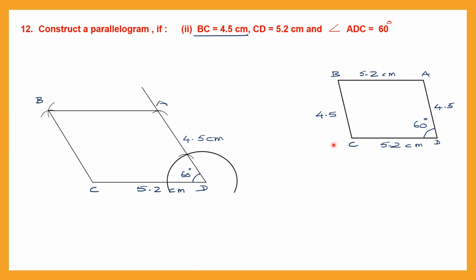Now let's go back to our rough figure and write all these measurements on the main figure. So here we have 4.5 centimeters, 4.5 centimeters, and here we have 5.2 centimeters. So do we have all our measurements? BC is 4.5. Yes, we have BC 4.5. CD is 5.2. And angle ADC is 60 degrees. So we have followed all the instructions given in the question and we have constructed our parallelogram. So ABCD is the required parallelogram.